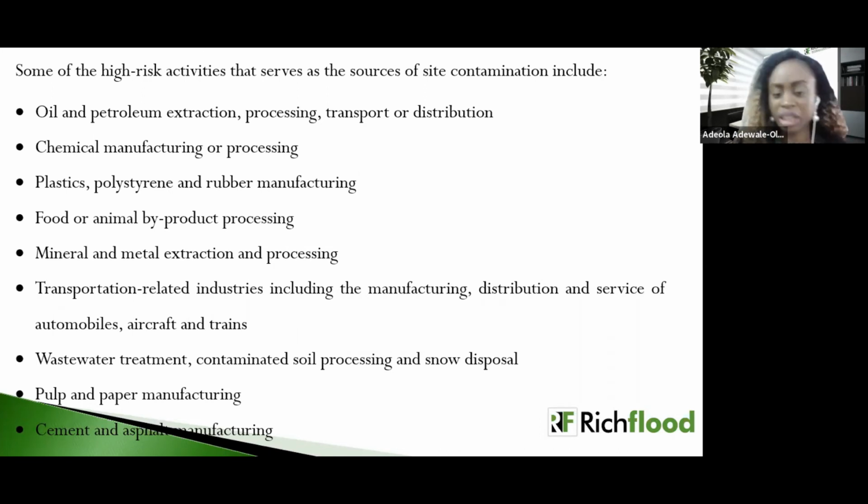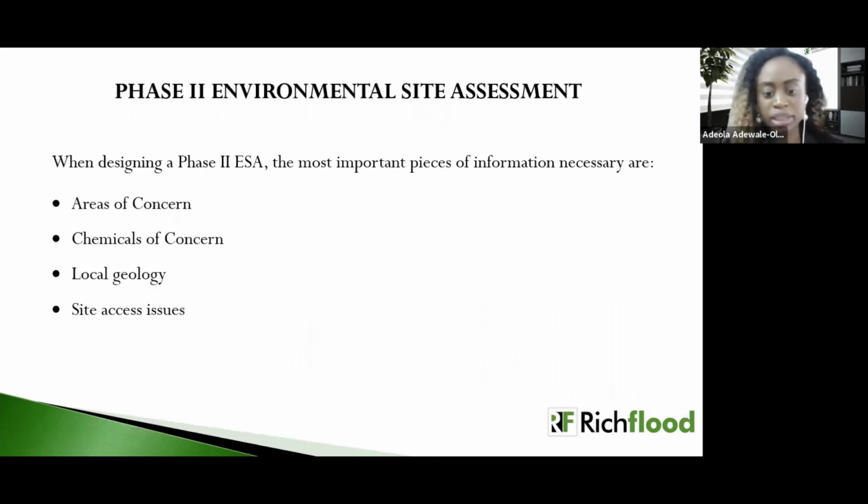Now, this will take us to the phase 2 environmental site assessment. This is usually done to assess the actual presence of environmental contaminants. Remember earlier the phase 1, I said it is conducted to assess whatever impact or contamination must have happened in the past. It has to do with history, while the phase 2 has to do with assessment of the actual presence of environmental contaminants.